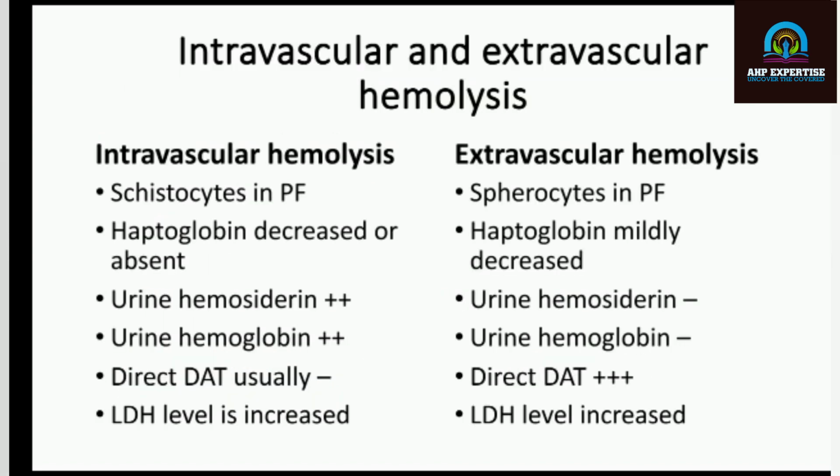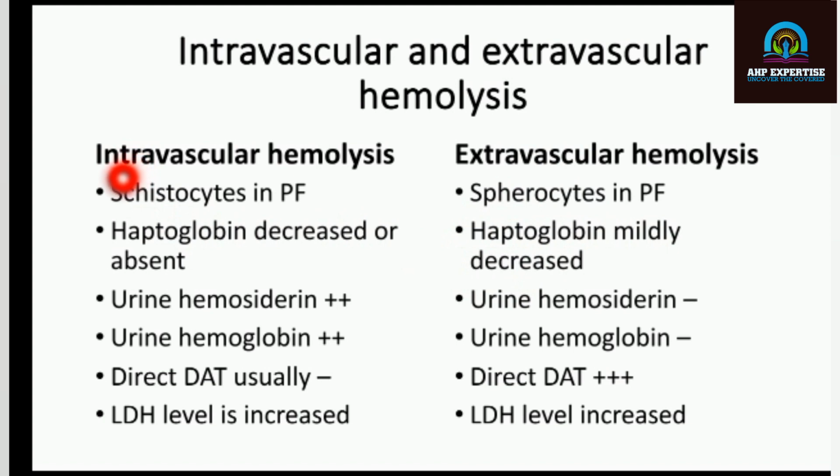Then comes our last slide, intravascular and extravascular hemolysis. This is something I want to differentiate: intravascular hemolysis and extravascular hemolysis. In intravascular hemolysis, we find schistocytes in the peripheral film, whereas in extravascular hemolysis, we will find spherocytes in the peripheral film. The haptoglobin will be extremely reduced or absent in intravascular hemolysis, whereas in extravascular hemolysis, the haptoglobin will be mildly reduced.